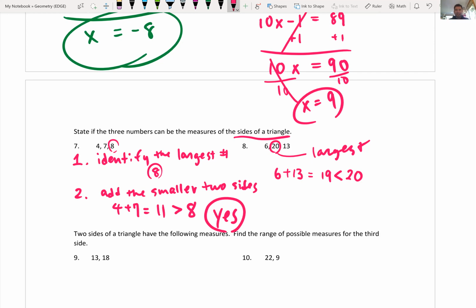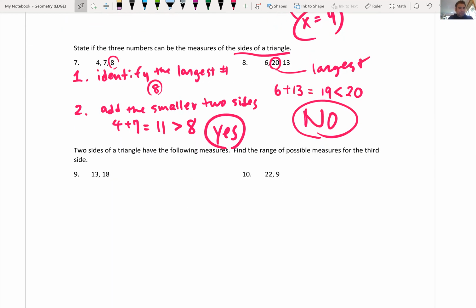That's like this, right? So you've got 20 inches, and here's a 13, and here's a 6. And then you try to create the 6 plus 13. That's a 19. It's not quite 20. It doesn't quite make it. Okay. So you will not be able to form a triangle. So this will be no.